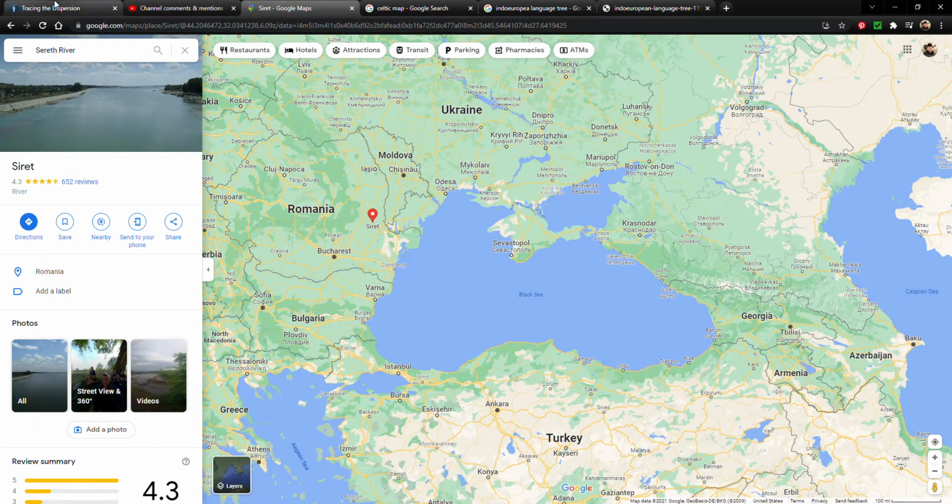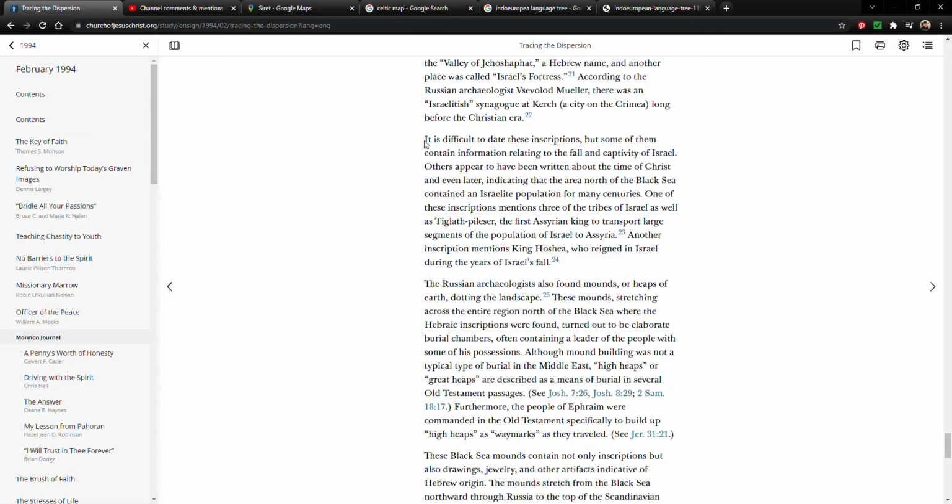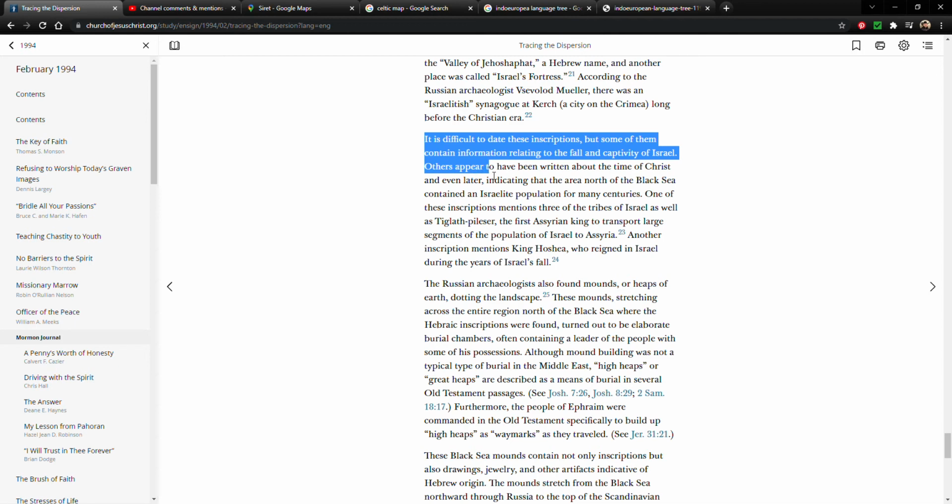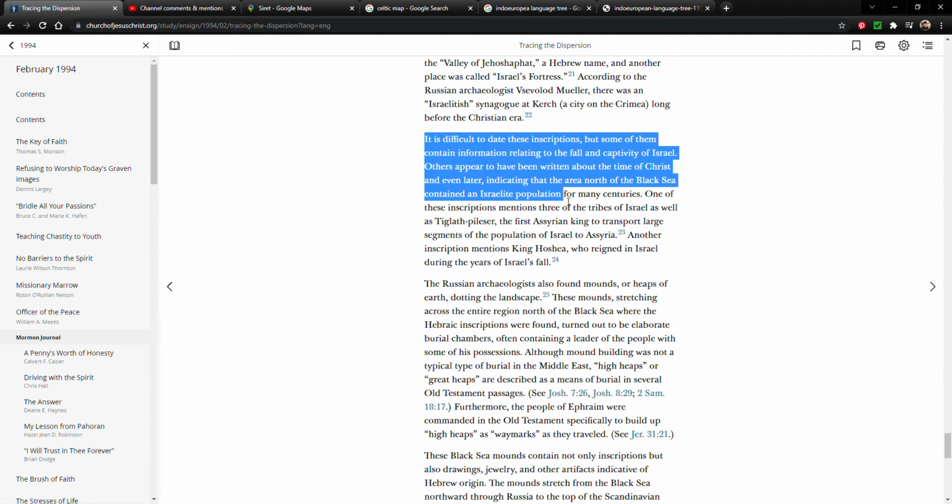It's difficult to date these inscriptions, but some of them contain information relating to the fall and captivity of Israel. Gosh. Others appear to have been written about the time of Christ and even later, indicating that the area north of the Black Sea contained an Israelite population for many centuries.